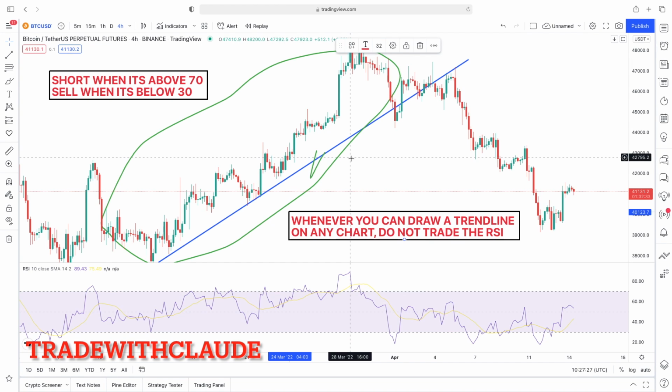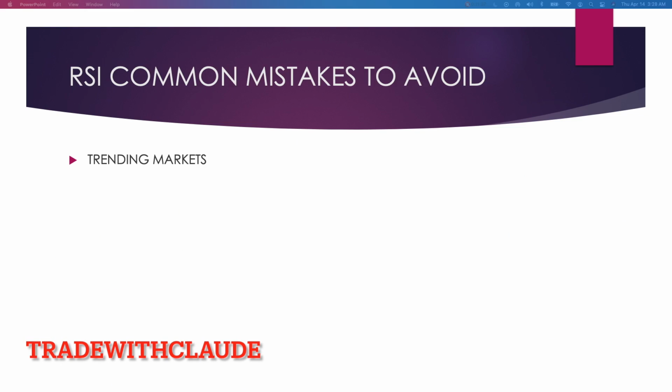So I can draw my trend line on this chart. This is a clear trend line, because if I wanted to draw support and resistance, it would be so many. So this is telling me that this is a trend line. If you can see a clear trend line like this, it's not the best time to put in your RSI indicator to trade. So do not trade the RSI if you can easily draw a trend line. So now we've clearly seen that using the RSI in a trending market is very risky.